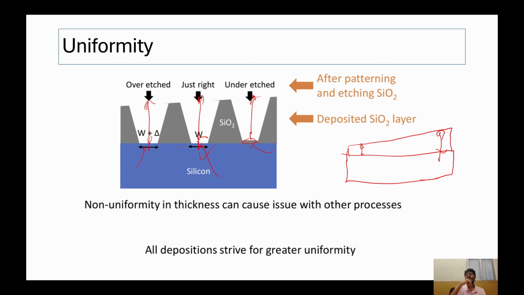Whatever feature size you wanted to get is W, but you are getting a feature size of W plus delta, which was not desired. That's why uniformity is a critical parameter for the further processing for your electronic applications.